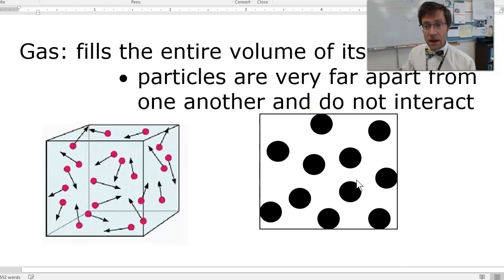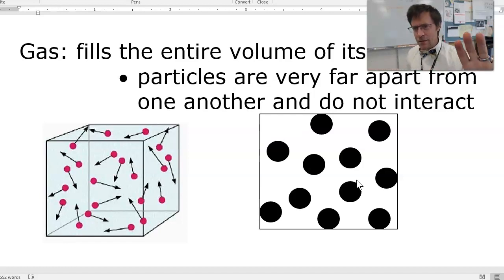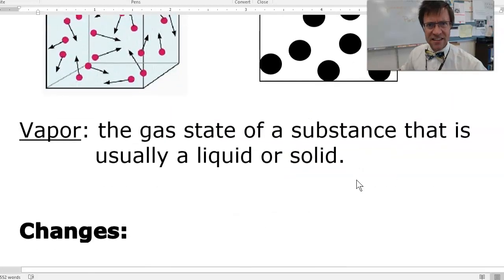The particles are very far apart from one another. They will fill the entire box, and technically speaking, they don't really interact with one another. For our purposes, we're going to pretend like they don't. In reality, do they interact with each other? Yeah, but it's not something that we're going to worry about in our very first chem class. Let's wait a little bit before we get into that kind of nastiness.